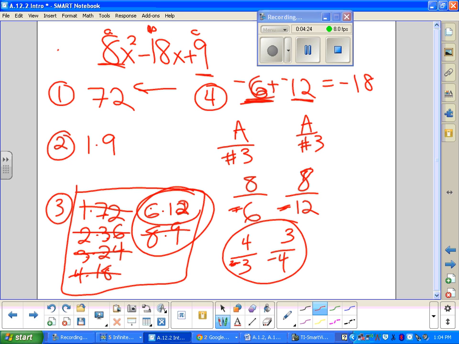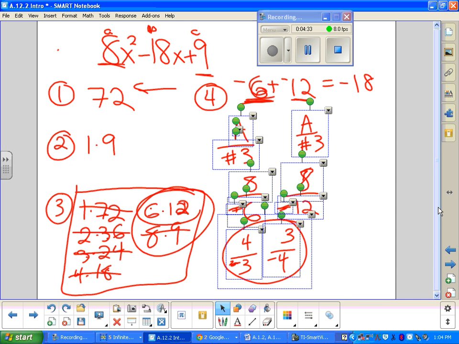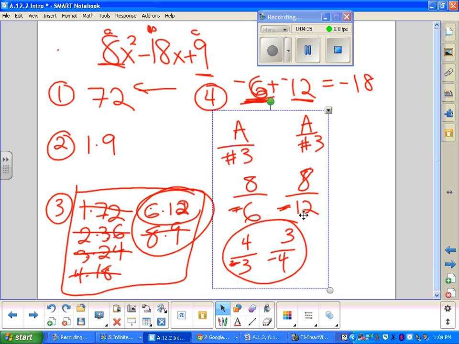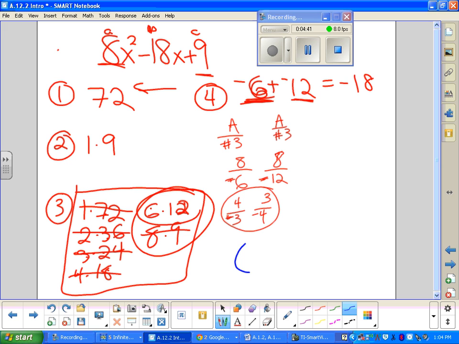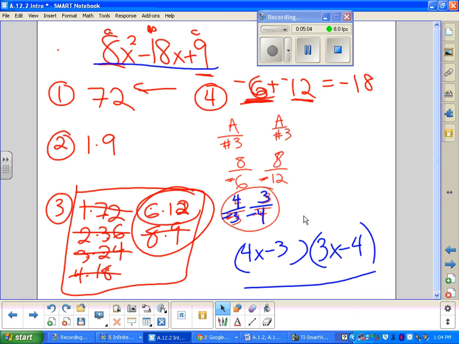So to write our final answer, you'll use your parentheses. And I've surely run out of room this time. Let me make some of this stuff smaller. Okay, that's all the work. Now my answers for my parentheses is 4x minus 3, and then 3x minus 4. All right, so if you have to factor 8x squared minus 18x plus 9, your answer is 4x minus 3 times 3x minus 4.